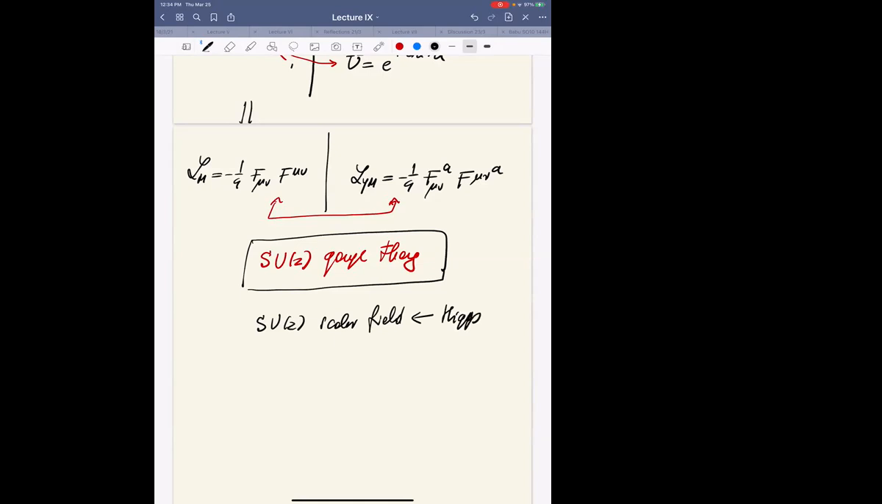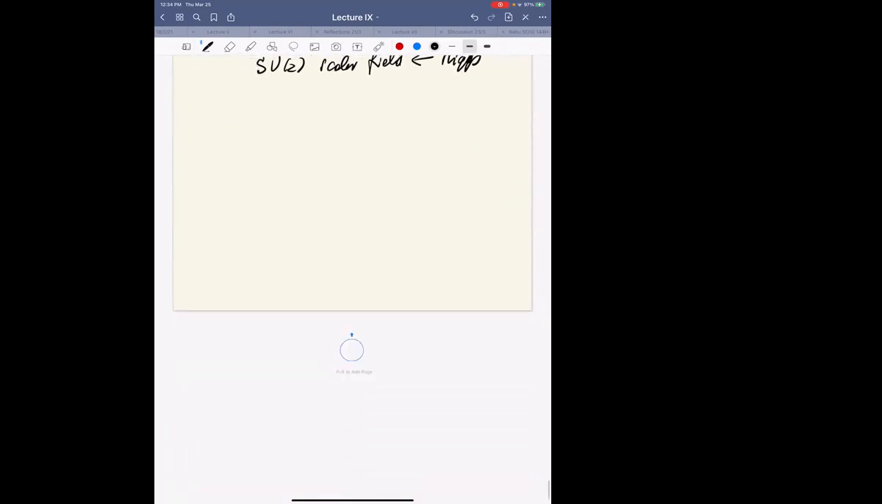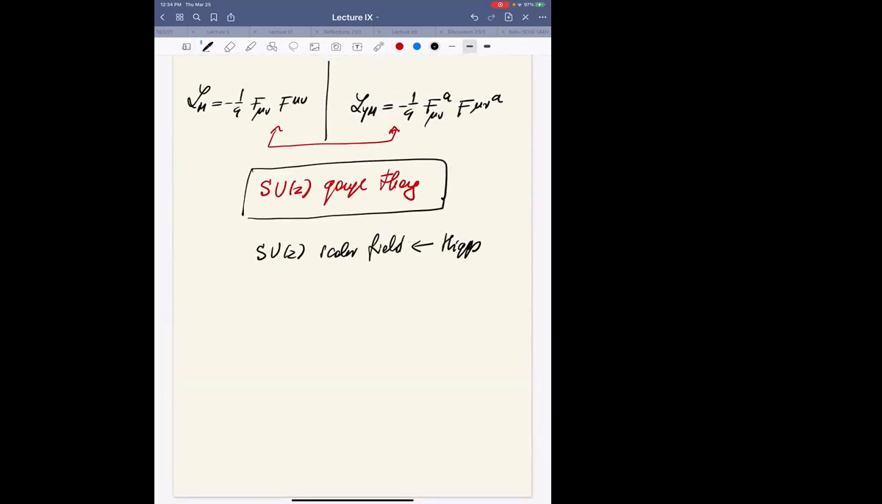There was a complex field in the U(1). What should I take? What is the minimal representation? I always want to do the minimal representation. What is the minimal representation of SU(2)? The smallest representation is a doublet.